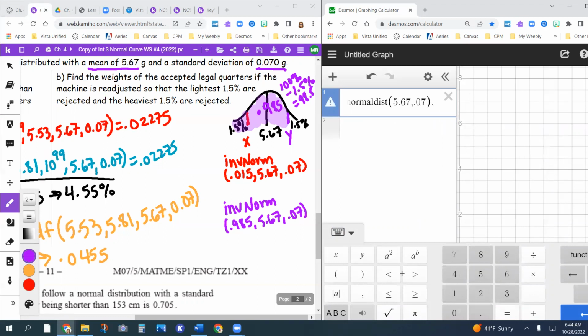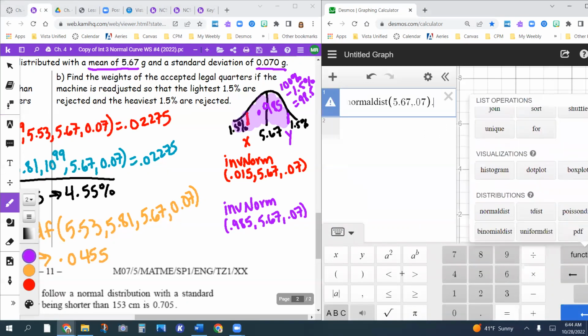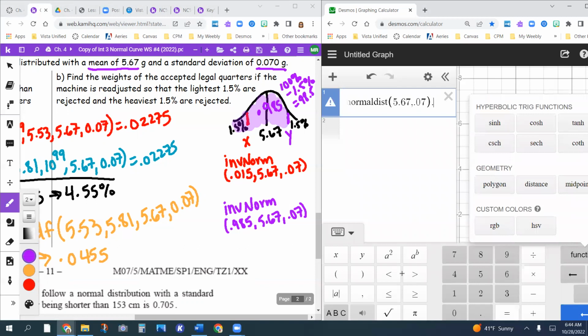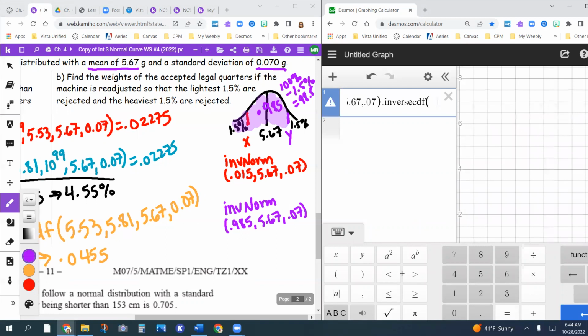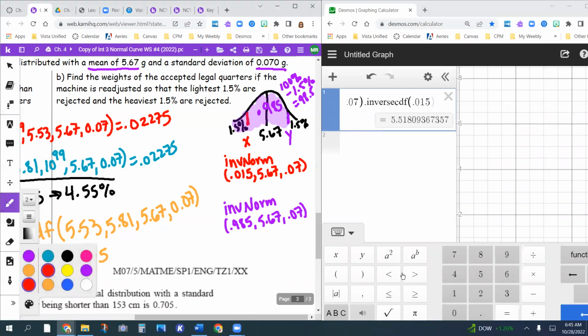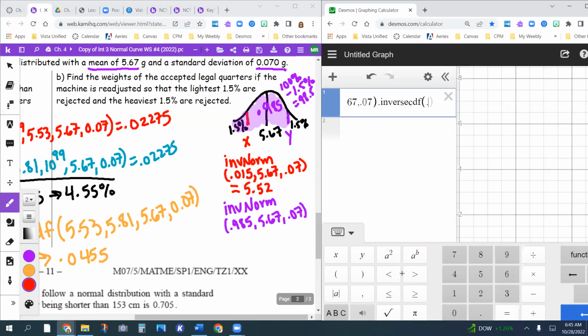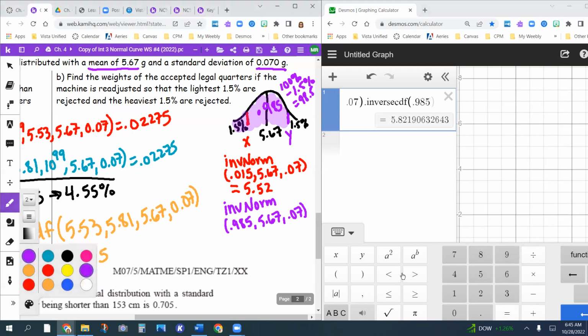I want inverse norm, so I'm going to put a dot on Desmos and come here to inverse CDF. There it is. And I want the area, which is going to be 0.015. And so that score for my lower one is going to be a 5.52. And then I'm just going to keep this and change this to a 0.985. And that score is going to be a 5.82.